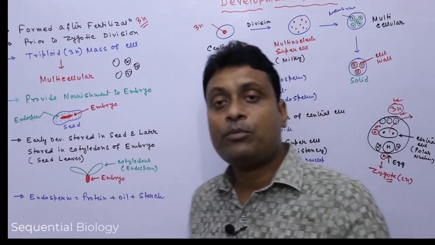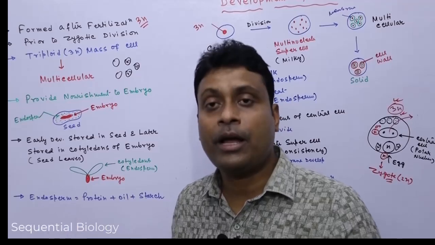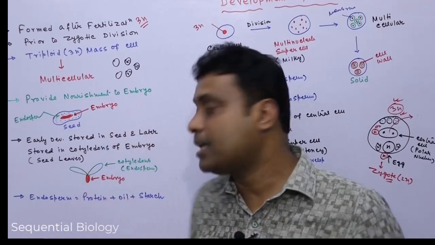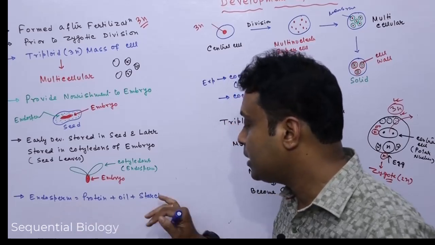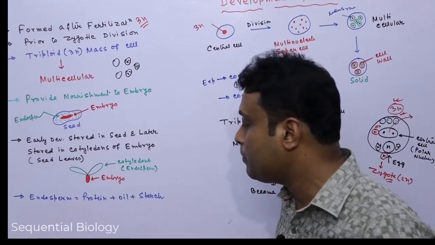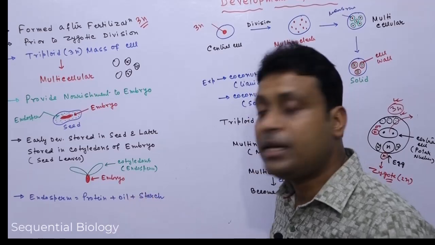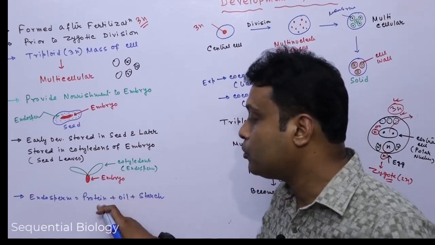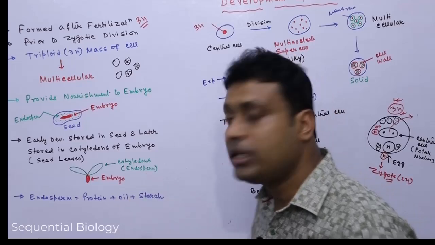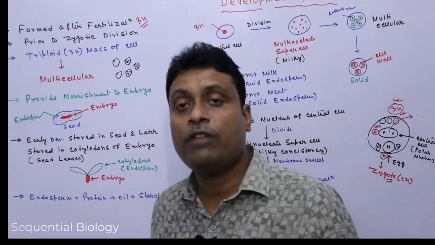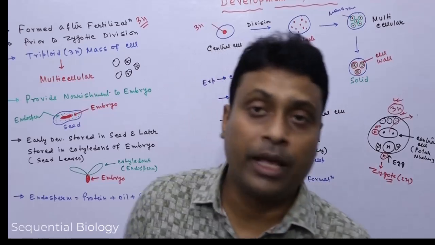Since the endosperm provides nourishment to the embryo, what type of nutrient materials are present in endosperm? Actually, there is carbohydrate, that means starch is stored in the endosperm, and oil, that means lipid, is also present in endosperm, and protein. Okay, so all of these three important food materials are stored in the endosperm, and they provide nourishment to the developing embryo.